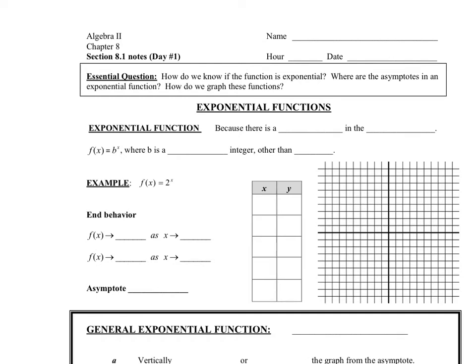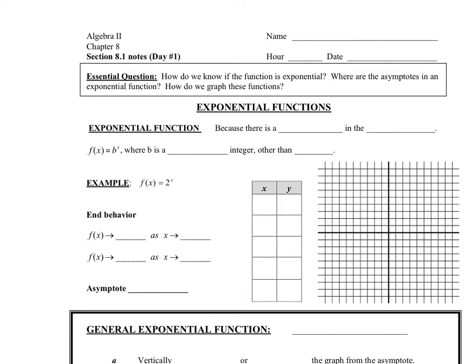As we start chapter 8.1, we get into exponential functions. These are going to be a little different than anything we've graphed or talked about this year. So far we've done lines and quadratics and cubics. With exponential functions, the graph looks quite a bit different, and how we go about graphing them and what they mean is different as well. So how do we know if the function is exponential? Where are the asymptotes in an exponential function, and how do we graph these functions?